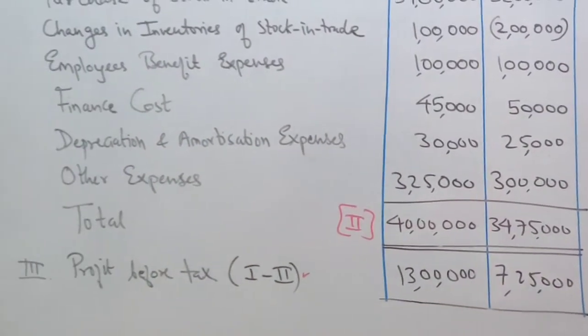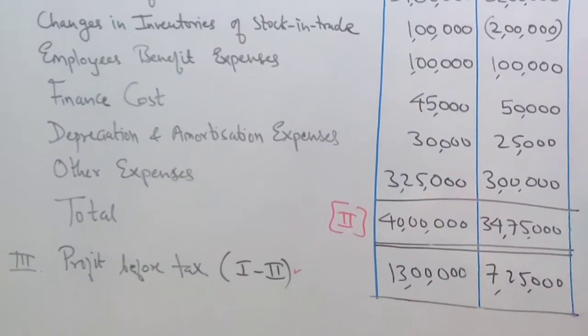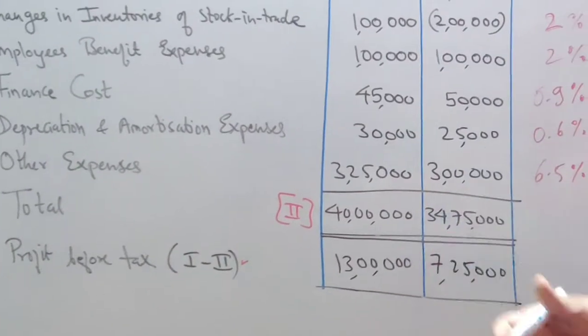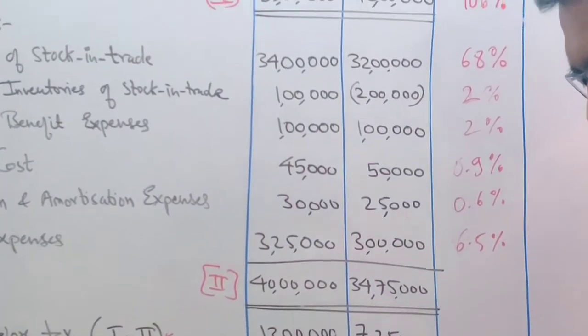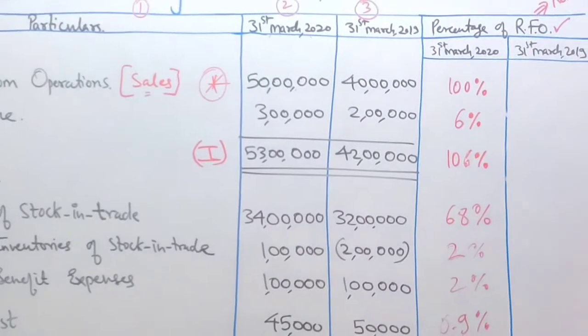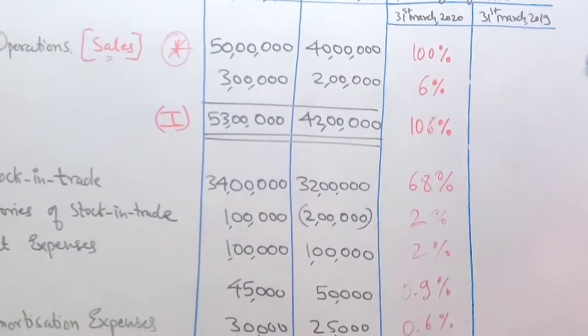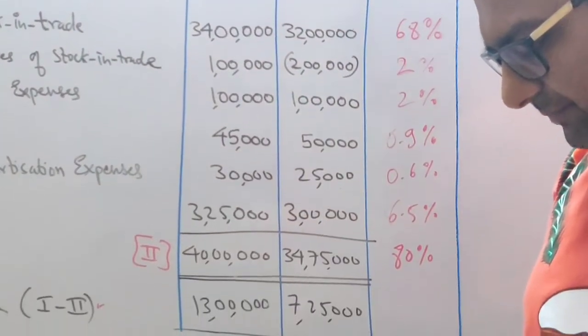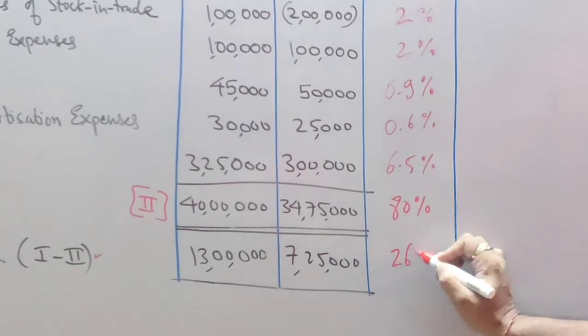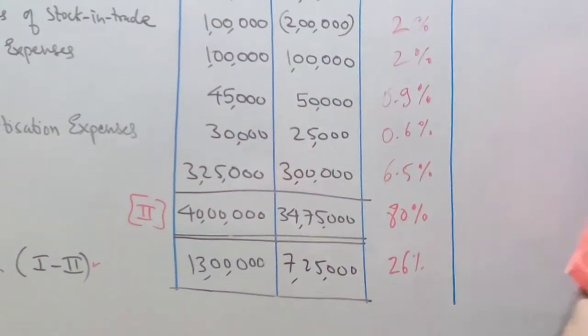If you use this shortcut, it will save your time in the exam. You don't have to type every amount again and again. You can save your time and quickly finish it off. 13 lakh %, 26%. So this is how it goes fast.